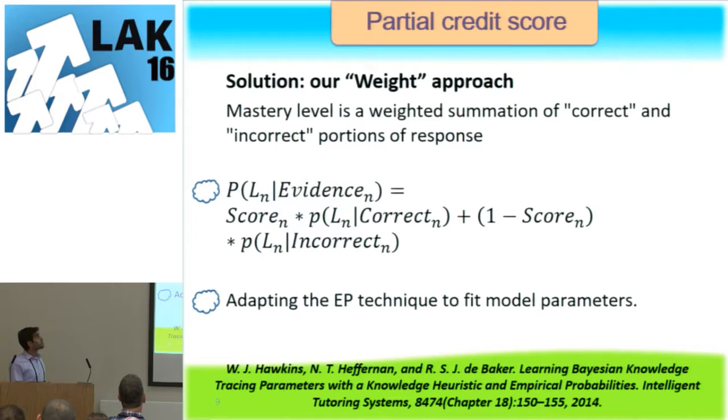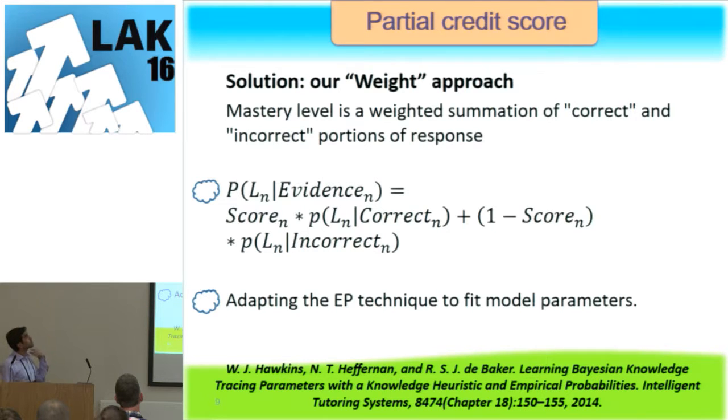To deal with the partial credit score, we came up with an approach of our own. We call it our weight approach. There is some work regarding partial credit score, but we found no work that changed BKT in order to fit partial credit score. So the idea behind our approach is that mastery learning is a weighted summation of the correct and incorrect portions of the response.